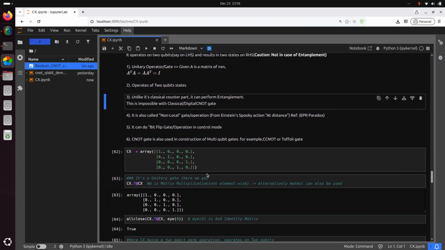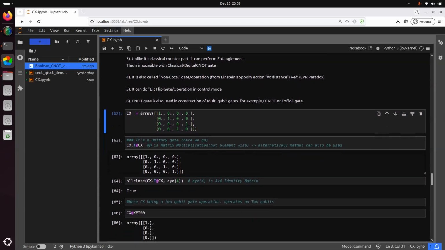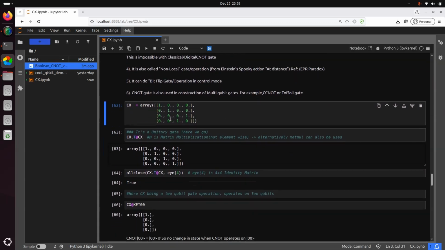And this is the matrix representation of the controlled NOT gate. I am using the CX notation here. Now let me show you: as you see here, it looks similar to the identity matrix, except from this row onwards and this column onwards, we see the difference. So this is the X matrix. Until here, it's an identity, and from here, it's actually an X operator.